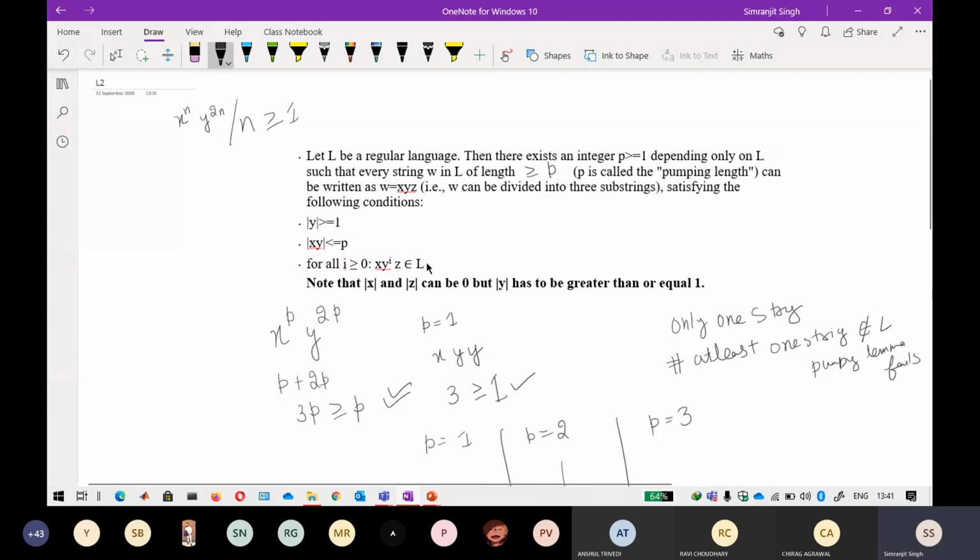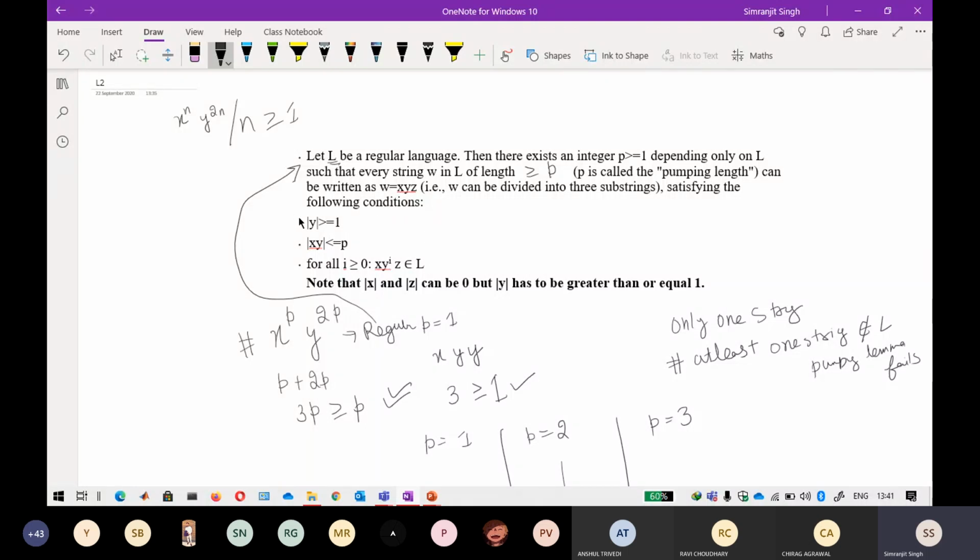Okay, so first of all, for every language that we are processing, we first consider that this is a regular language. Only then are we applying the pumping lemma. Keep that in mind. We firstly assume that the language under observation is a regular language, and if this is a regular language, then it should follow the following conditions.